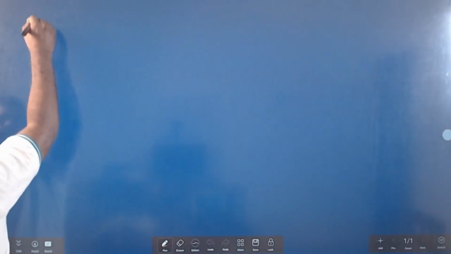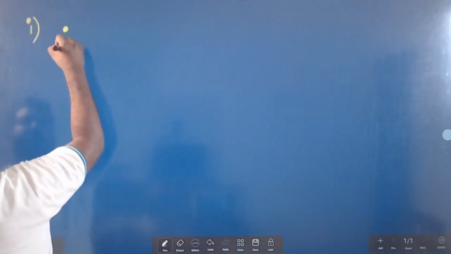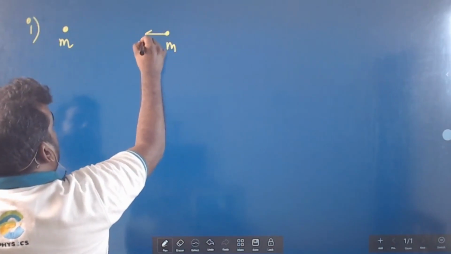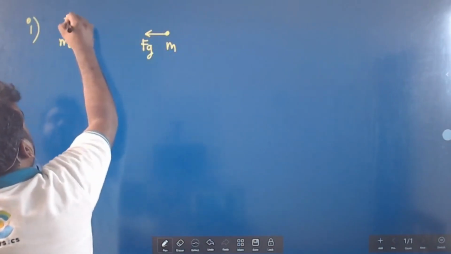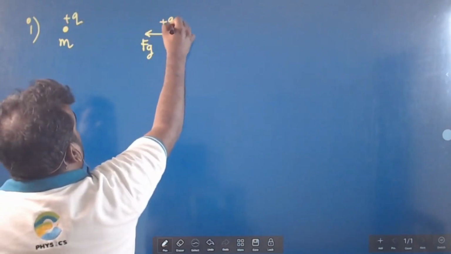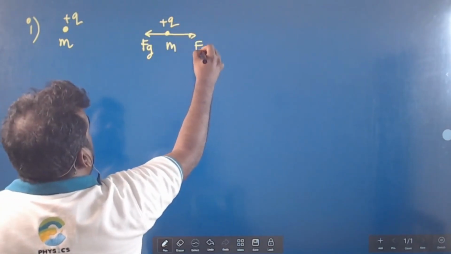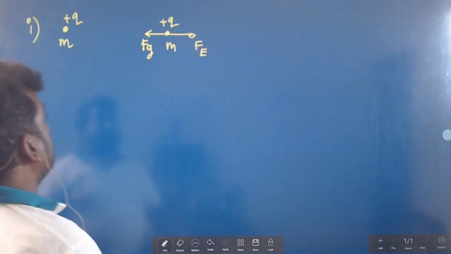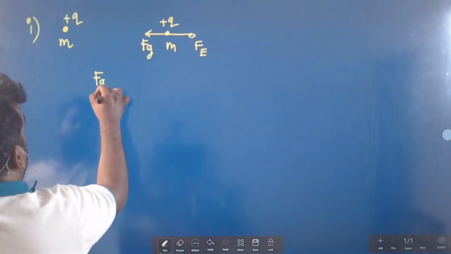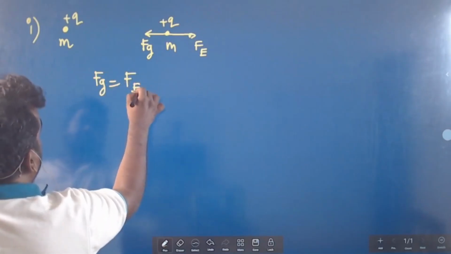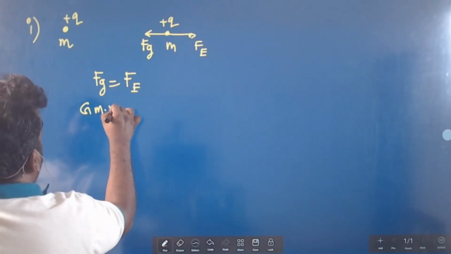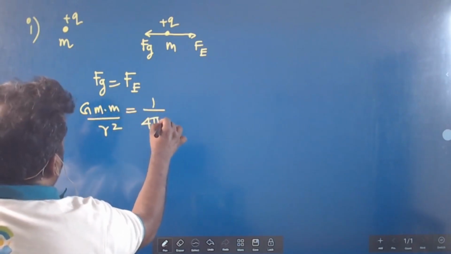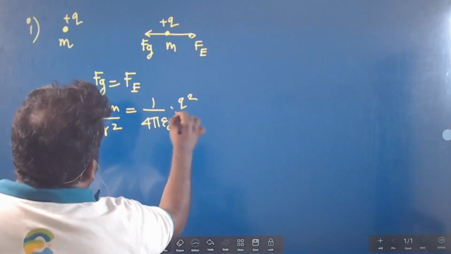Roman 1, no work is done. Between M and M, there will be a gravitational force, plus Q and Q, there will be a repulsive electric force. So no work done means gravitational force equals electric force. Capital G M times M over R squared equals 1 over 4 pi epsilon naught q squared over r squared.